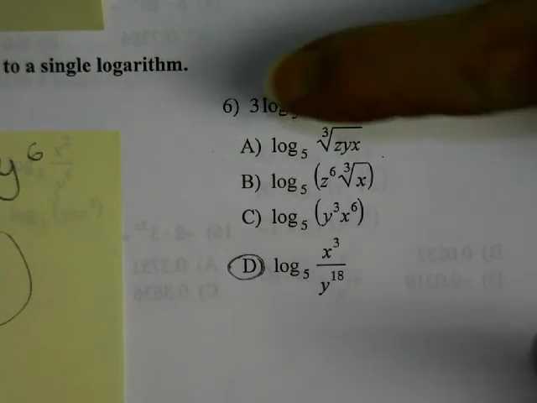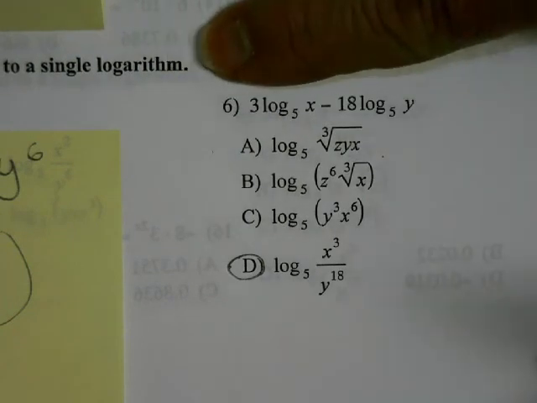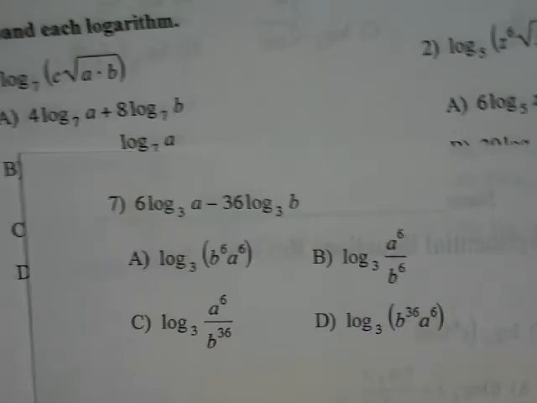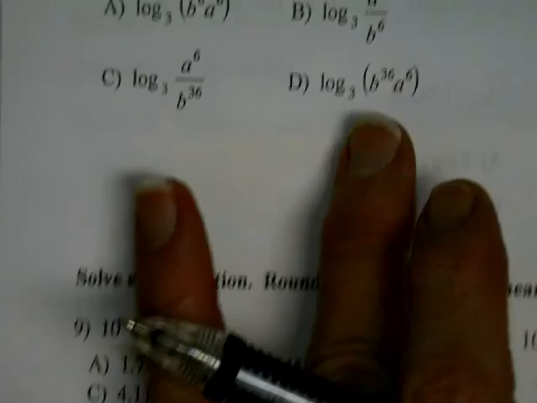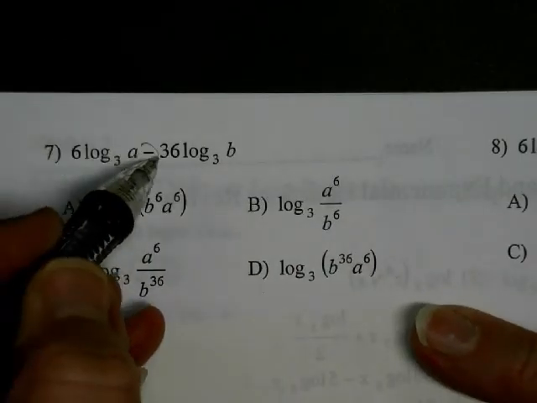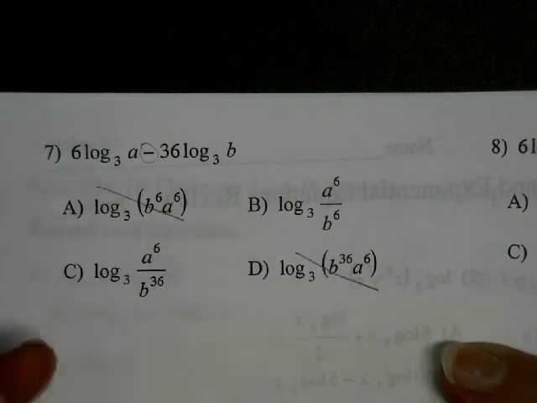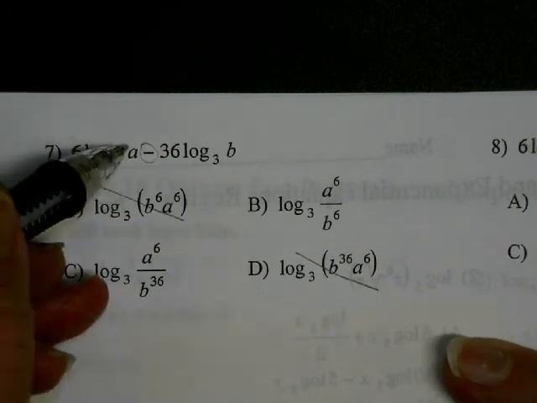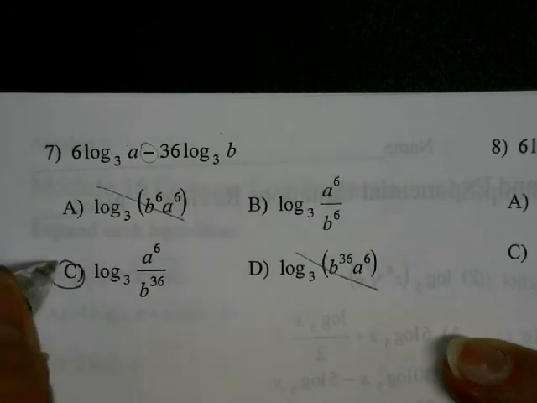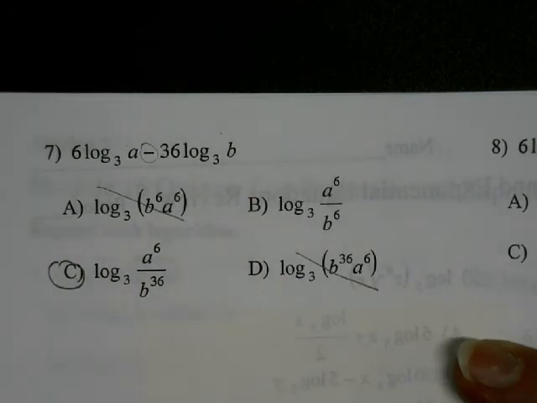Alrighty. Two more under that direction: condense each expression to a single logarithm. Whoops, I'm all doubled up here. Sorry. Okay, so I'm looking for a division. So that's not division, that's not division. I've got a to the 6th in the numerator, b to the 36th in the denominator. So hopefully you're getting the code.